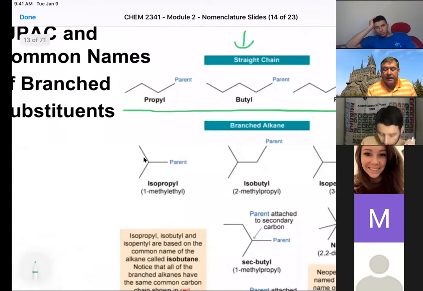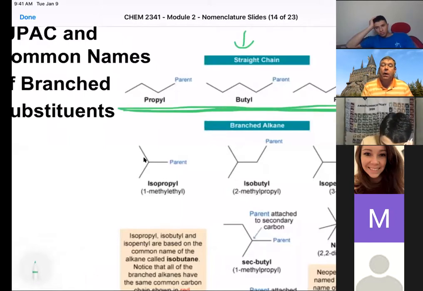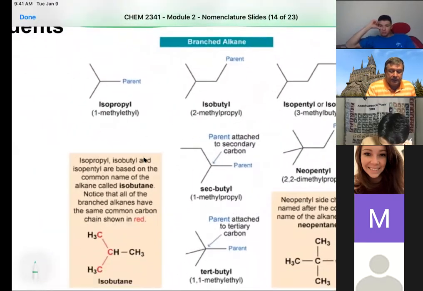So when we name the straight chain substituents, all we look at is the number of carbons that are in that chain and add the YL, okay? So we have 3 carbons, propyl, 4 carbons, butyl, 10 carbons, decyl, okay? So it's very nice and simple with the straight chains. However, now that we have the possibility of branching and isomers, we have to find a nice, clean way to name these, okay?